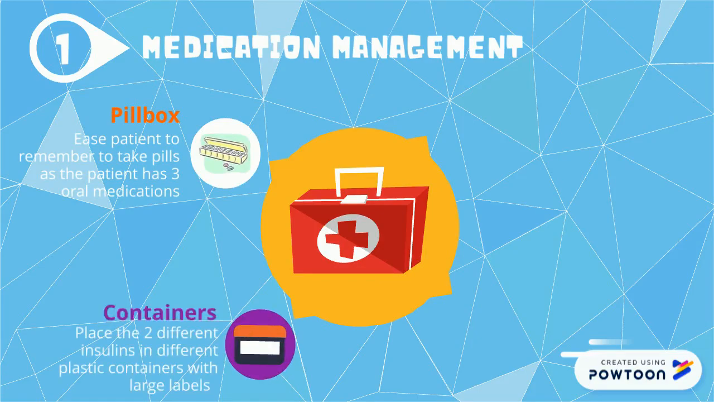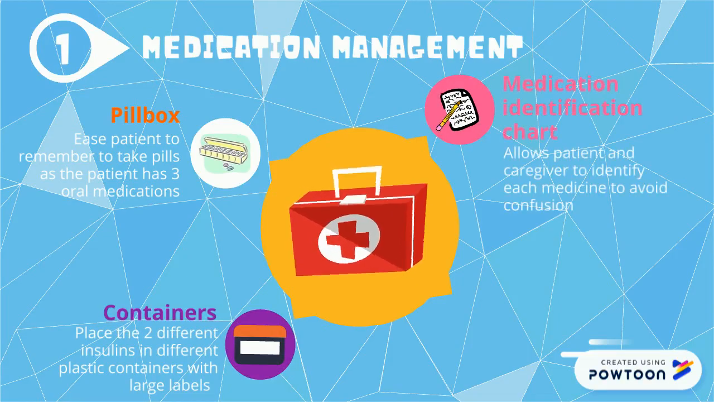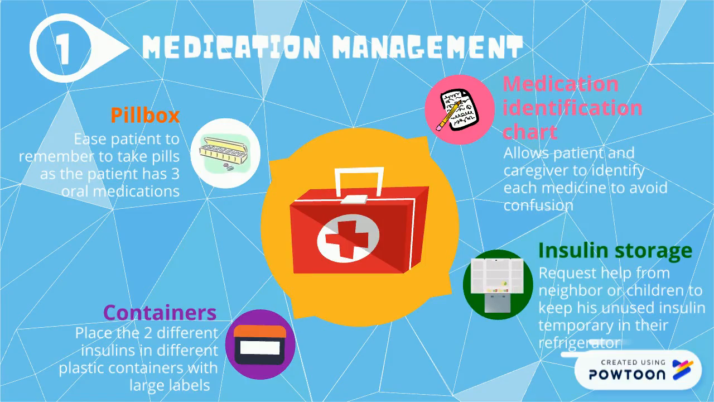Next, because the patient has 2 different types of insulins, we can suggest he place the different types of insulins in different plastic containers with large labels. We can also make a medication identification chart to allow the patient and caregiver to identify each medicine. Finally, because the patient's refrigerator is currently broken, we can request help from his neighbor or children to keep his unused insulin in their refrigerator temporarily.